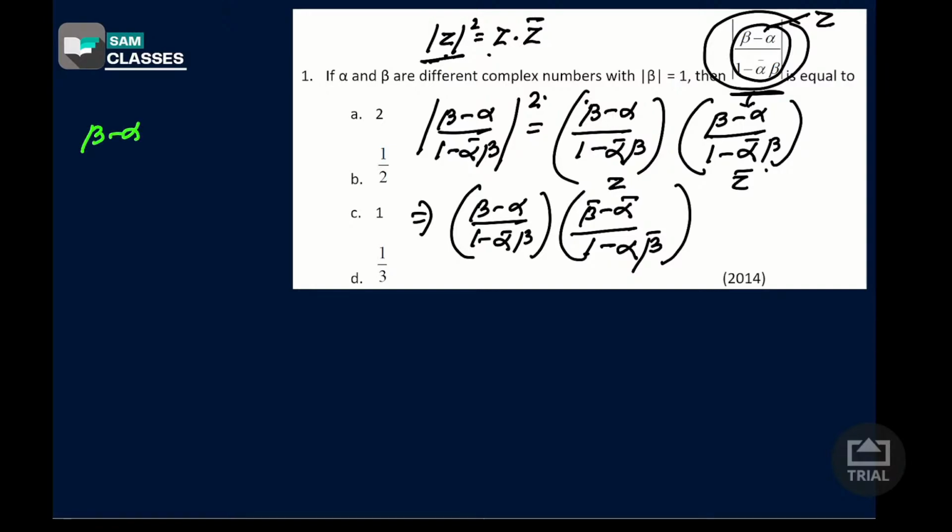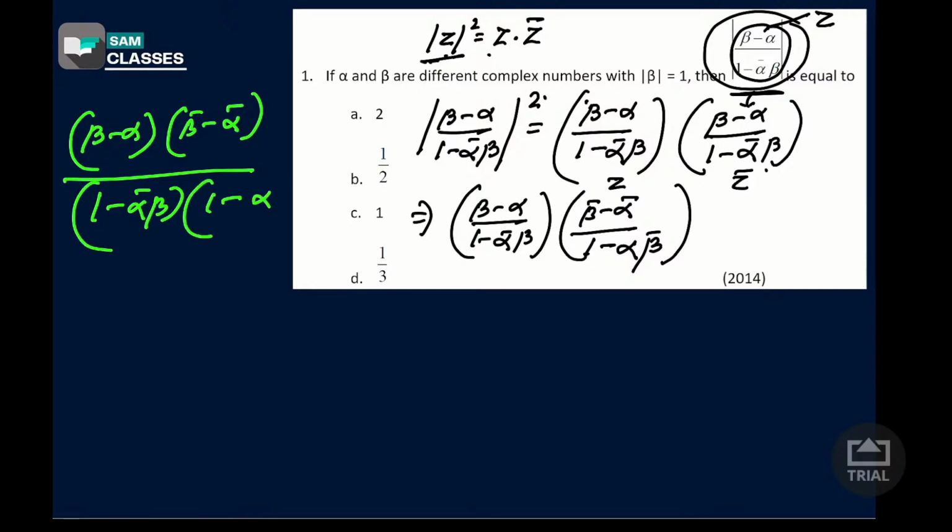So beta minus alpha into beta bar minus alpha bar, and down we have 1 minus alpha bar beta into 1 minus alpha beta bar. Multiply. What will you get? You will get mod beta square. See, beta into beta bar is equal to what? Mod beta square. Correct. Just now you wrote z dot z bar equal to mod z square. So beta into beta bar is equal to mod beta square. Okay.